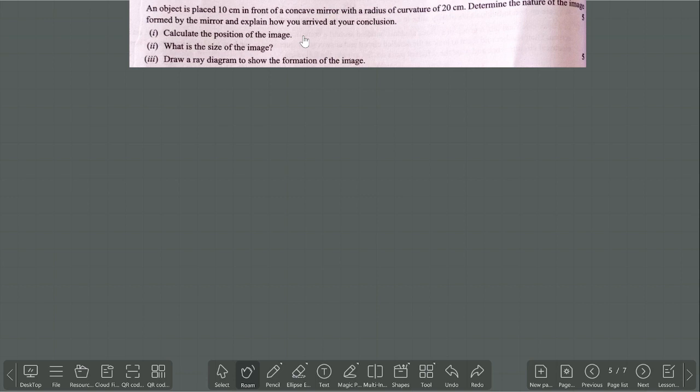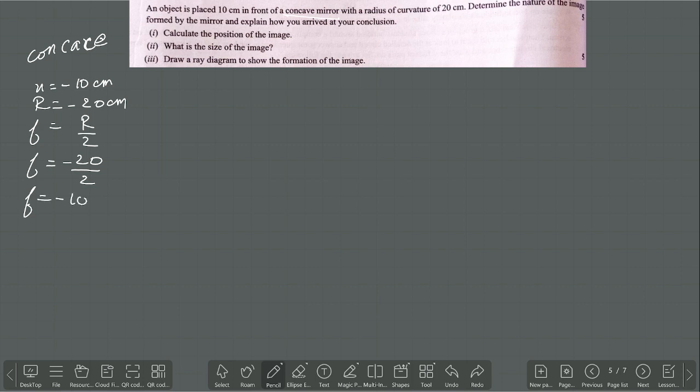An object is placed 10 centimeter in front of a concave mirror. So u is equal to minus 10 centimeter. The nature of the mirror here is given as concave. Clear. Radius of curvature R is equal to minus 20 centimeter. If R is equal to 20, what will be the value of f? f is equal to R by 2. f is equal to minus 20 by 2. So f is equal to minus 10 centimeter. So we calculated the focal length.